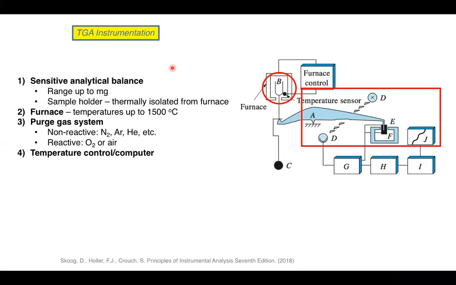Oftentimes, most people don't really like it when you use reactive gases inside the TGA, because if it's not well enough controlled, it can cause damage to the TGA, because you're burning something inside it other than what's supposed to be burning. And then the temperature control, obviously the computer.